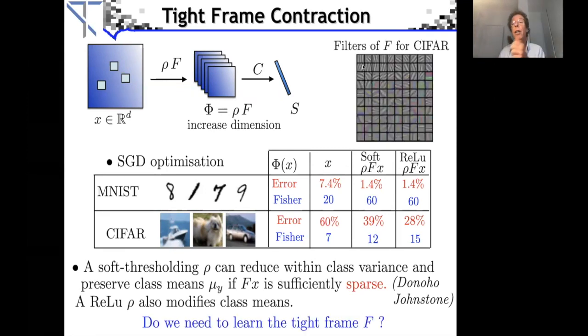The dictionary, if you look at the type of dictionaries which are learned for CIFAR, you obtain these typical dictionaries for first layer networks, which are oscillating functions, looking a bit like local Fourier or wavelet elements. So maybe the first question to address in all that is, do we really need to learn these tight frames F, or can we derive them from prior information?